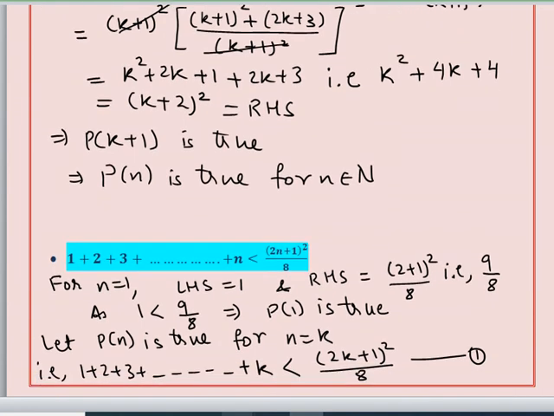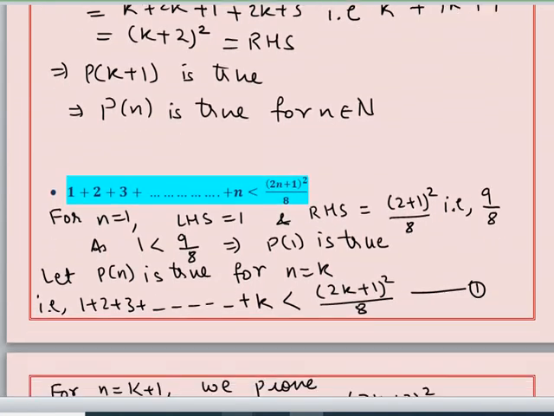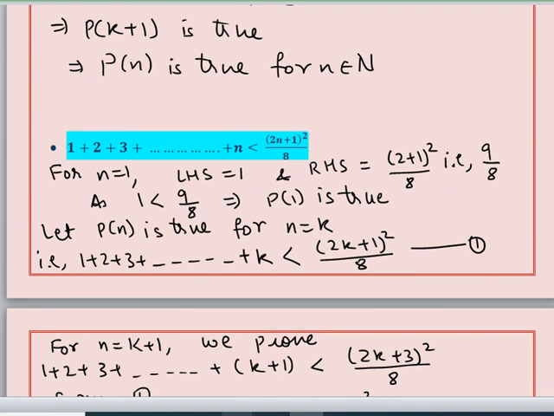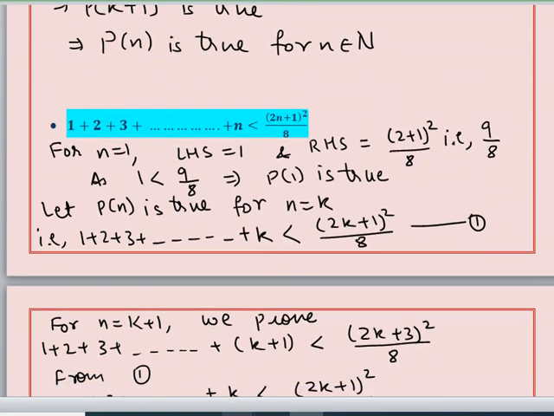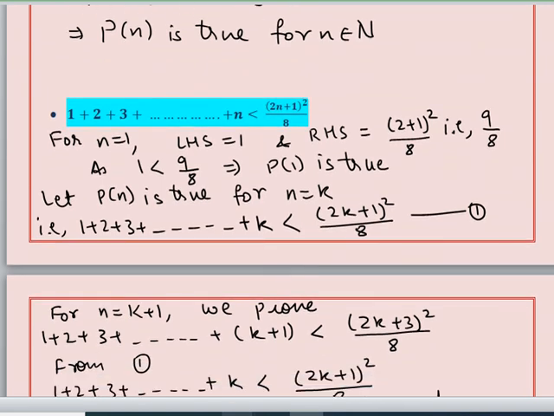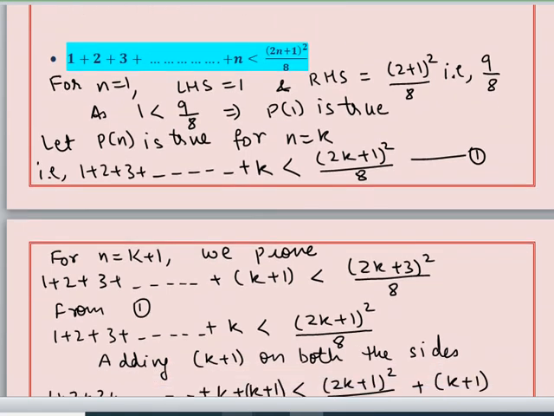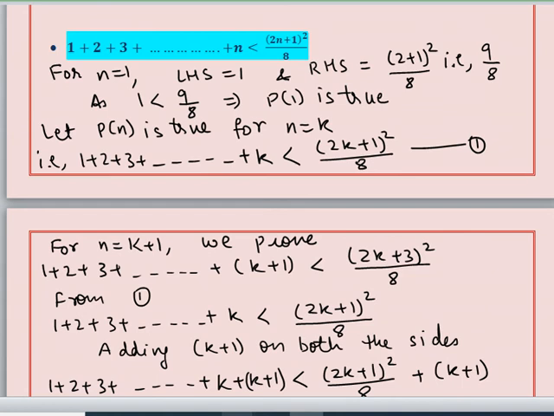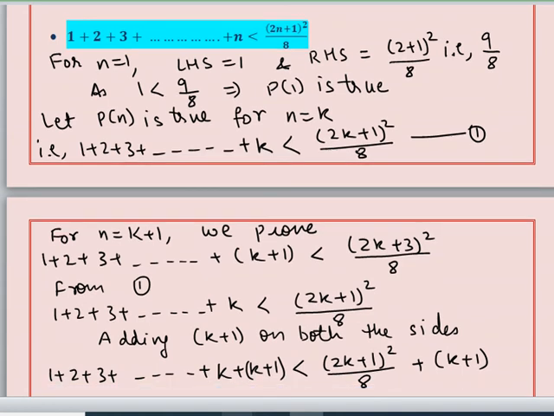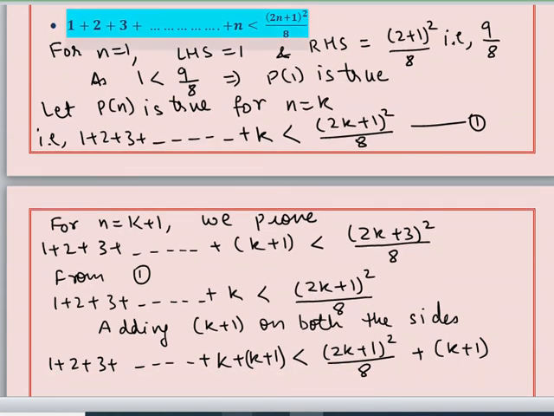Now let us change the type of question slightly. You can see the third one is an inequality, and we will show this inequality can be verified using the principle. So what does the inequality say? You look at the left hand side, you will find it is denoting the sum of first n natural numbers. So we have to show this sum will be strictly less than (2n+1)²/8.